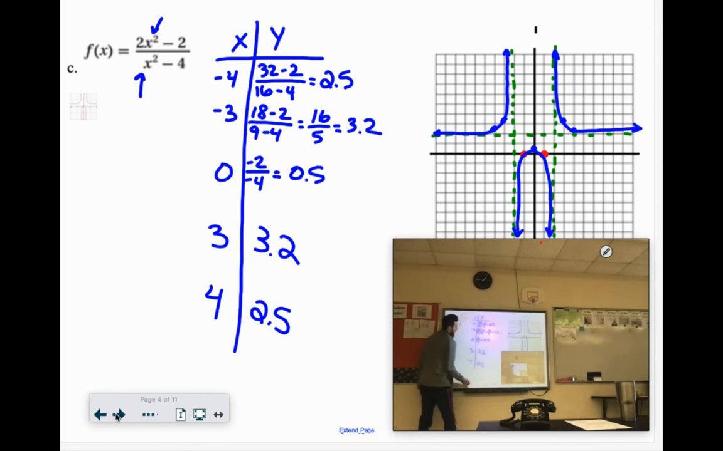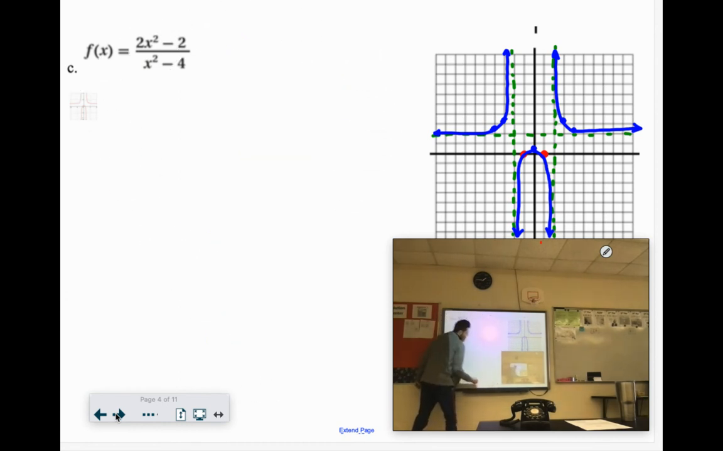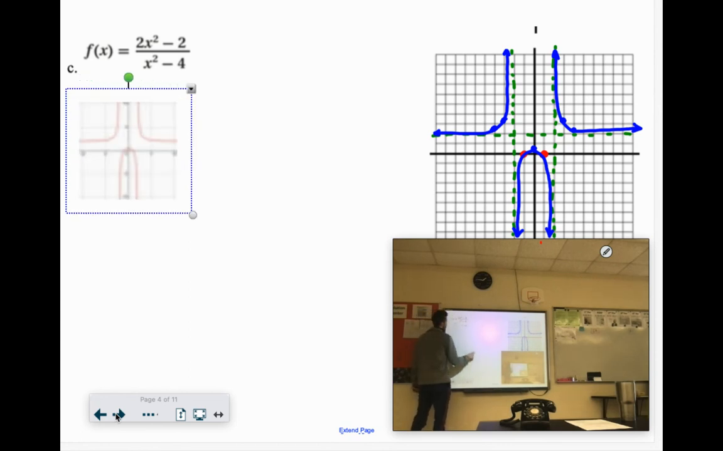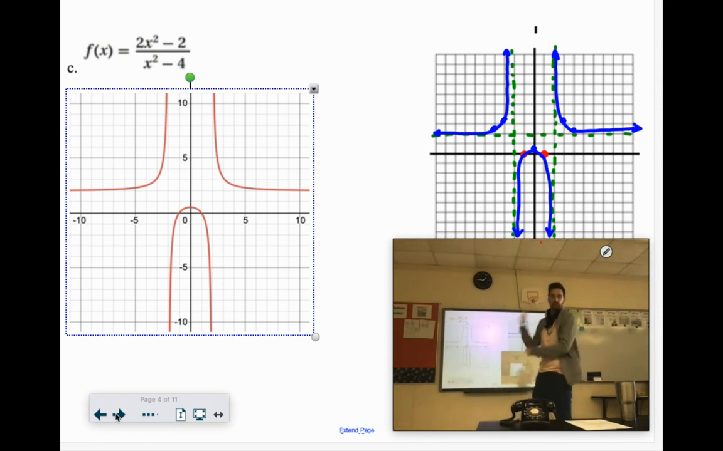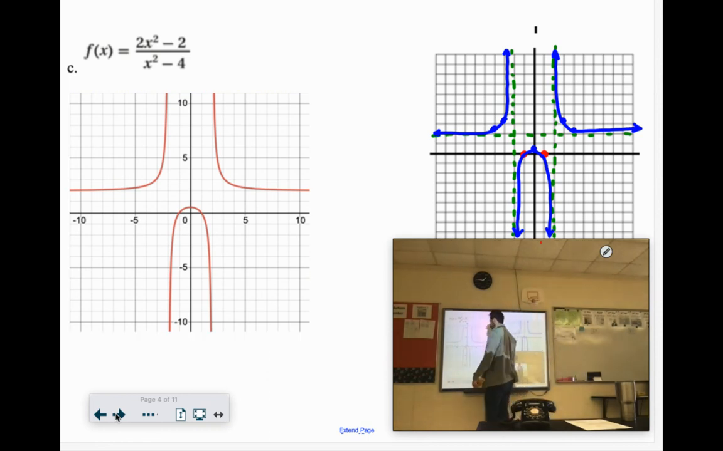Let's see how Desmos looks on that. That's how we do it. That's how we Desmos the graph. All right. We got one more.